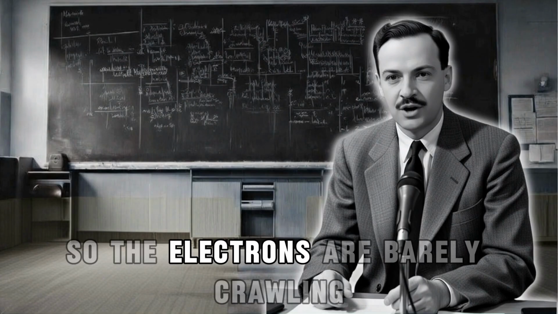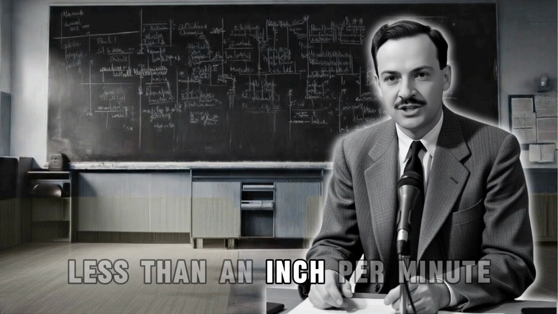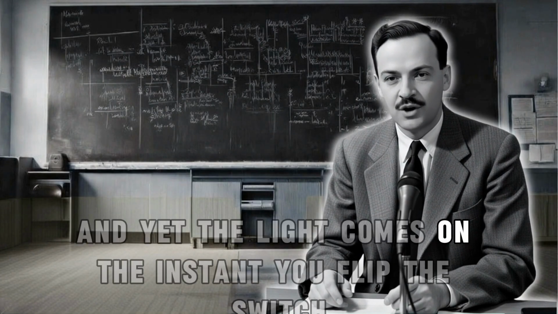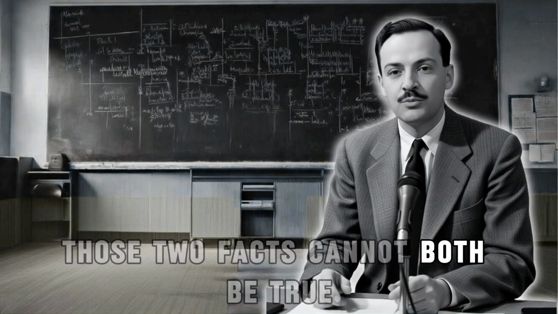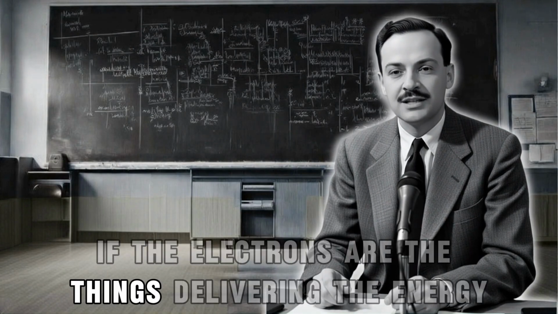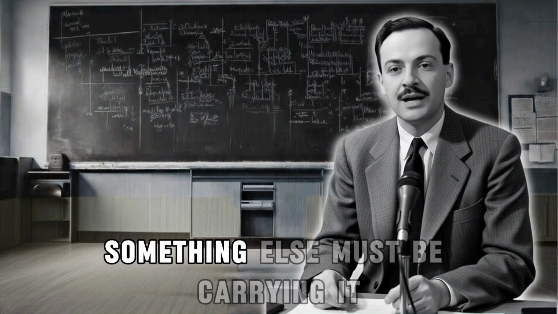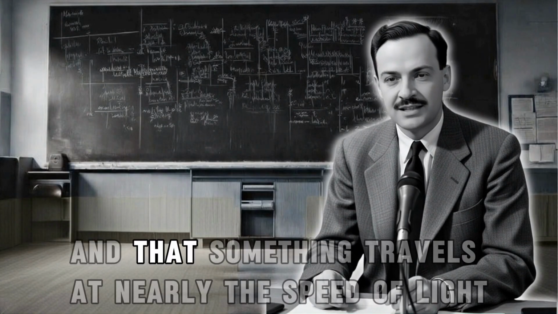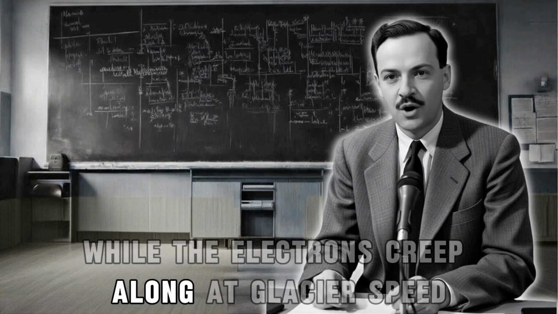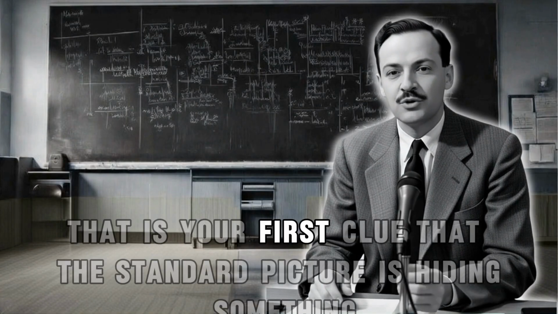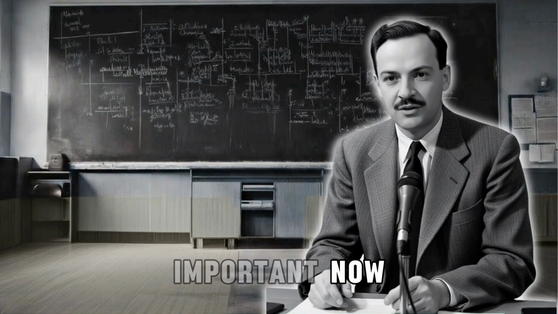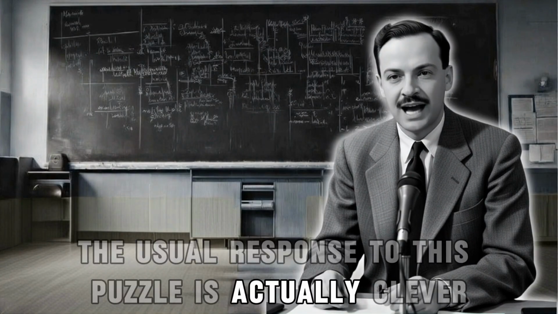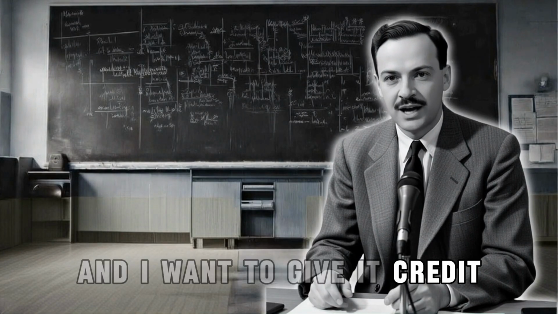So, the electrons are barely crawling, less than an inch per minute, and yet the light comes on the instant you flip the switch. Those two facts cannot both be true if the electrons are the things delivering the energy. Something else must be carrying it. And that something travels at nearly the speed of light while the electrons creep along at glacier speed. That is your first clue that the standard picture is hiding something important. Now, the usual response to this puzzle is actually clever, and I want to give it credit.